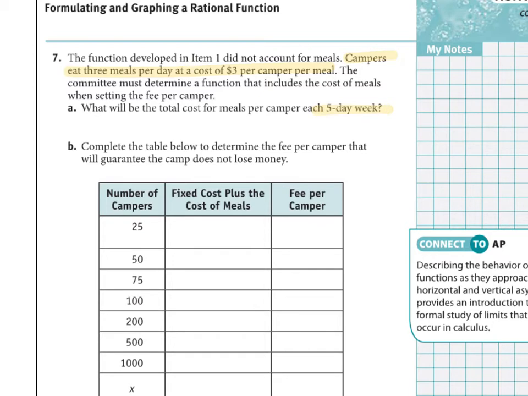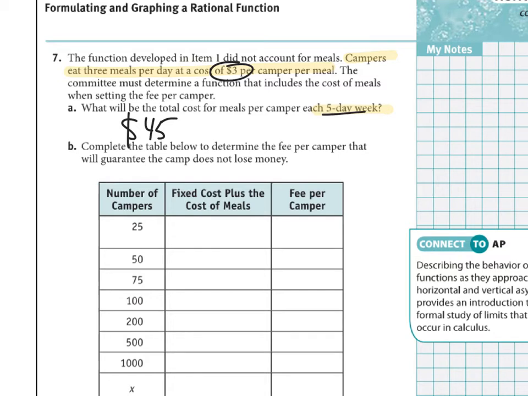So if we think about 3 meals each day for 5 days, and each meal is $3, on a given day you're spending $9, right? Breakfast, lunch, dinner, they're each $3. So $9 a day for 5 days. The total cost per camper for meals is going to be $45, right? 3 meals a day, $3 each for 5 days. 3 times 3 times 5, 9 times 5.